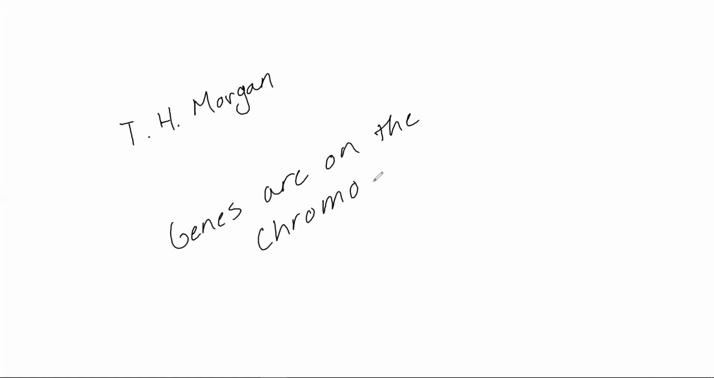T.H. Morgan associated a phenotype with specific chromosomes. So he concluded that genes are on the chromosome. So that is T.H. Morgan. For now, he doesn't actually know anything else other than the fact that genes and chromosomes are related.